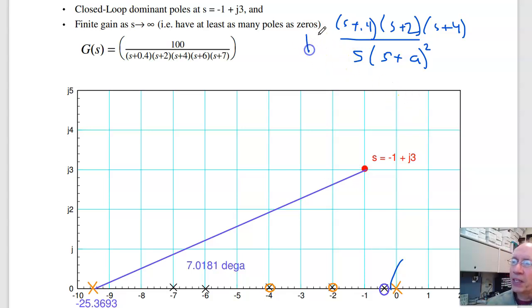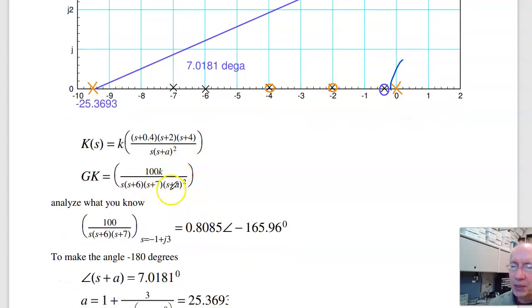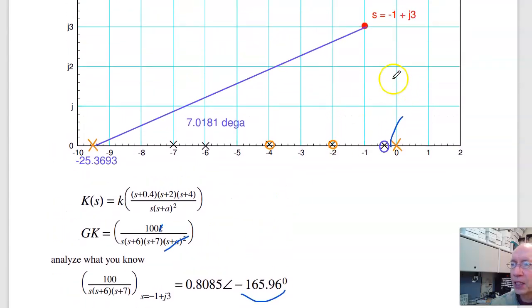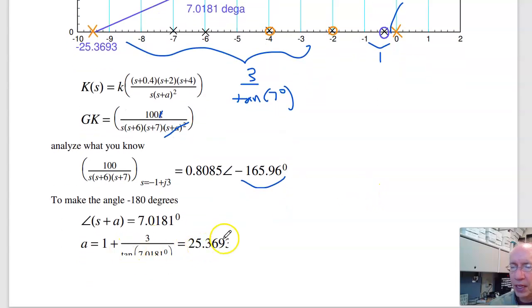Now to find A and find K. Once you find the form of K of s, then I know what G times K is. Analyze what I know. I don't know K, don't know A, analyze everything else. The whole angle's got to add up to 180. It's short, which is good. That means A, each one contributes 7 degrees for a total of 14 degrees. To find A then, it's some trig. This side is 3. This side right here is 3 over the tangent of 7 degrees plus 1. So A is 25.39.